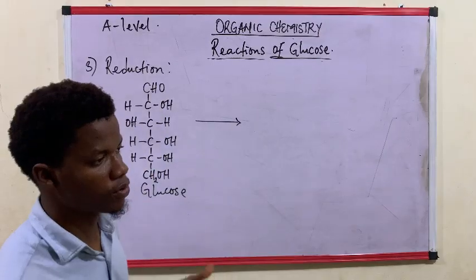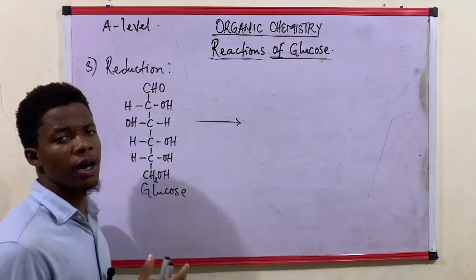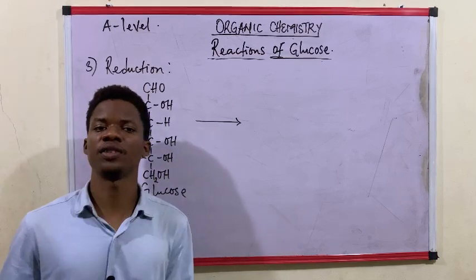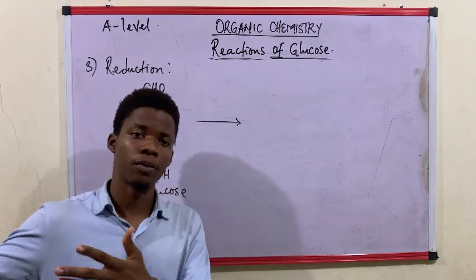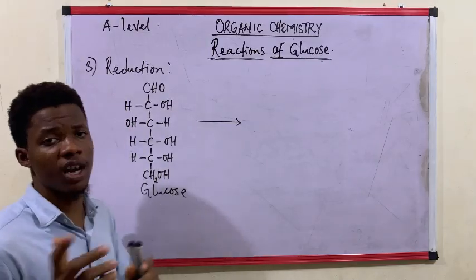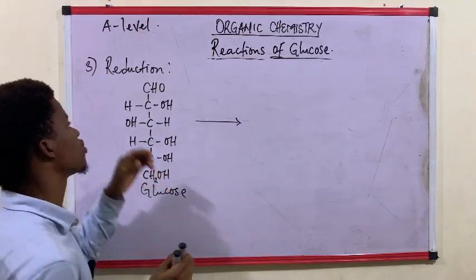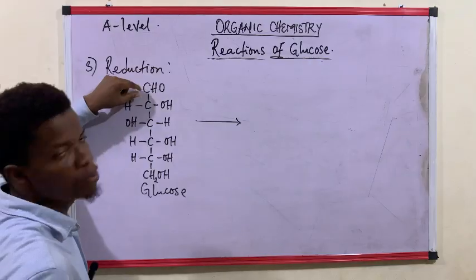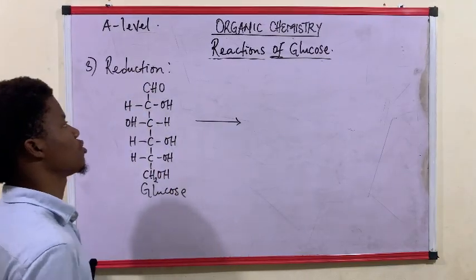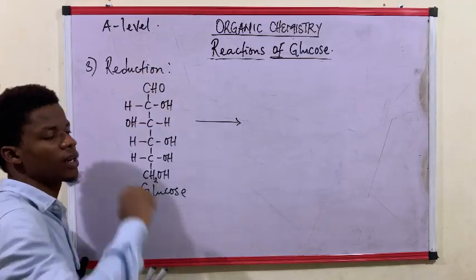Now, if you take your mind back to organic chemistry, alcohol can be oxidized to aldehyde, and aldehyde can be further oxidized to what? Carboxylic acid. So what this reaction is going to do is that it's going to reduce this aldehyde group to an alcohol, okay?